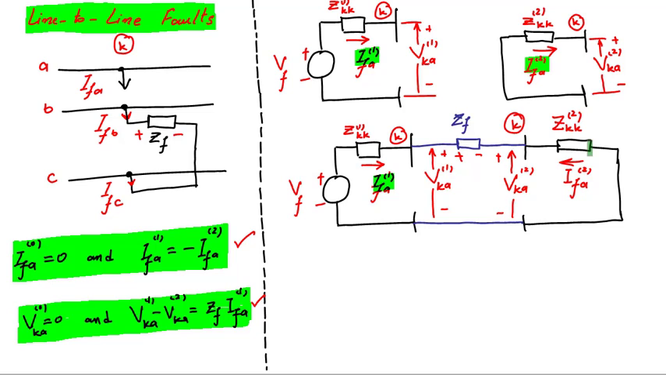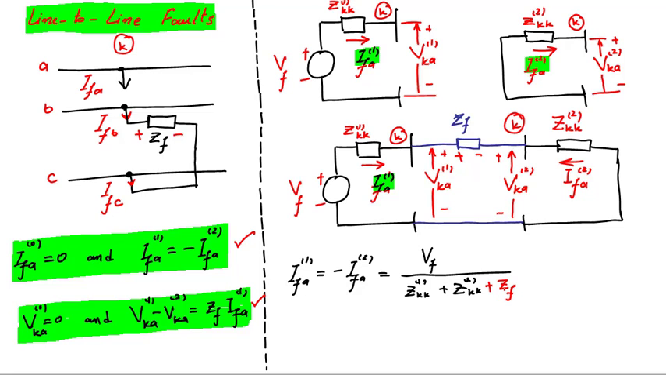Next is how to calculate this IFA positive sequence and IFA negative sequence, because we need these two sequence component currents in order to determine the fault current and all other voltages and currents that are required in fault analysis. So from this circuit we can write that IFA positive sequence is equal to minus IFA negative sequence. That is equal to the pre-fault voltage Vf divided by the total impedance in this one loop circuit. We can write it as ZKK positive sequence plus ZKK negative sequence plus ZF, the fault impedance.